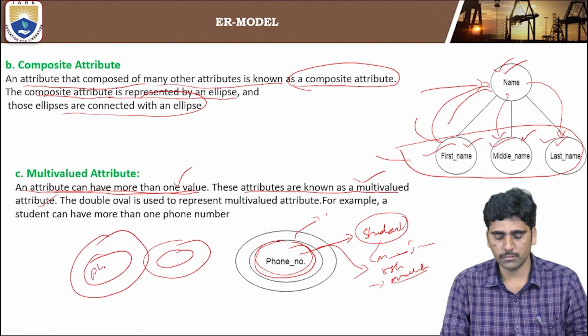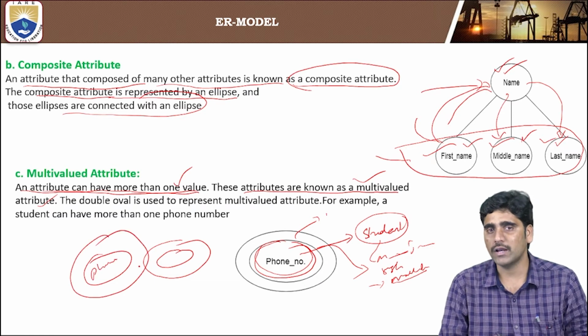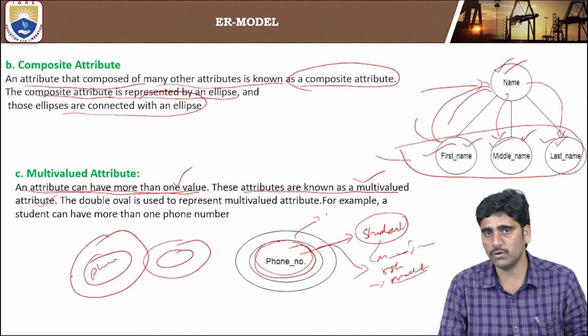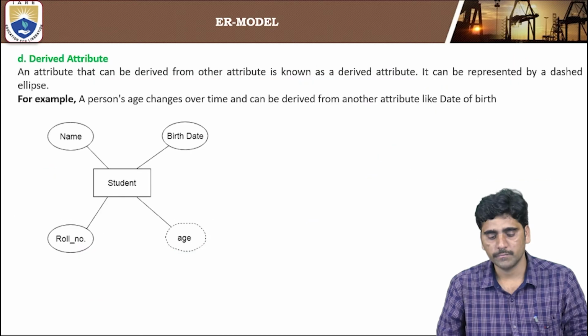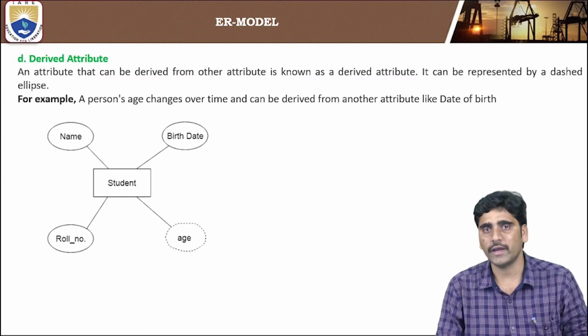The phone number can have multiple values, and multiple values are represented by a double rectangle or double ellipse. So a double ellipse is nothing but a multi-valued attribute, right? And the next one is the derived attribute.